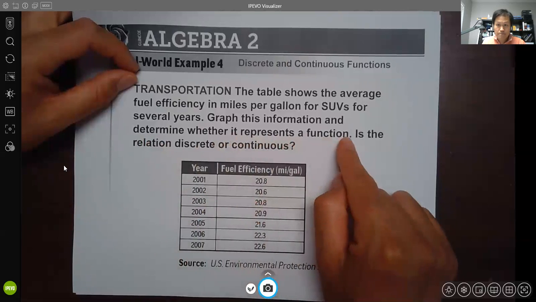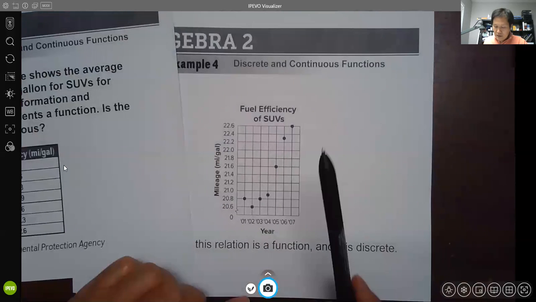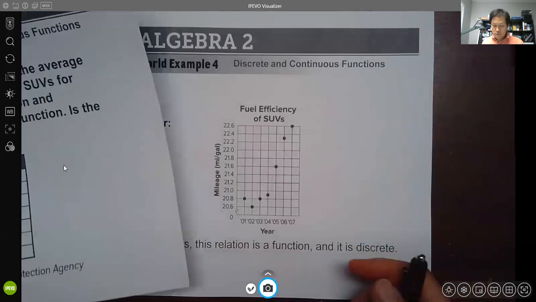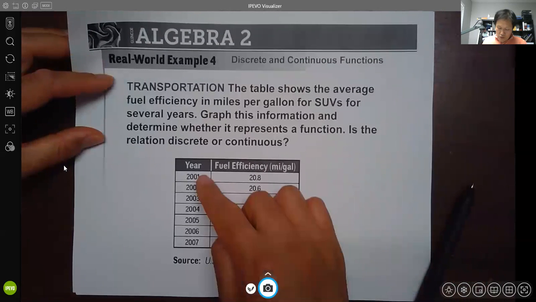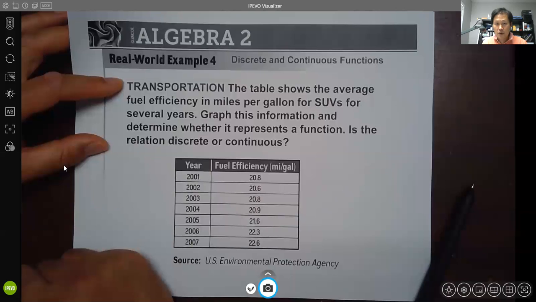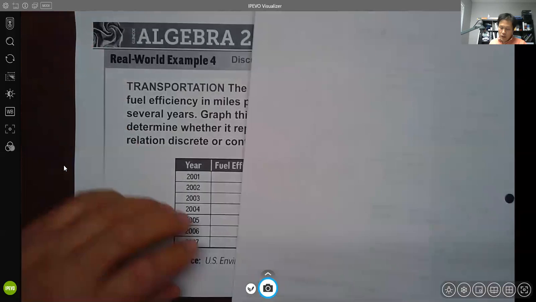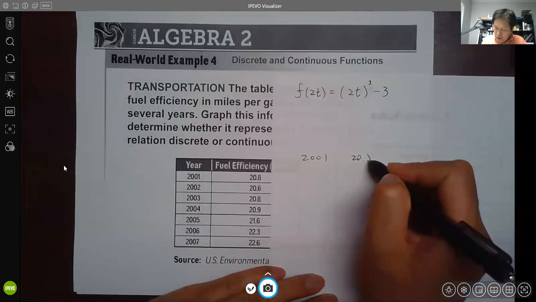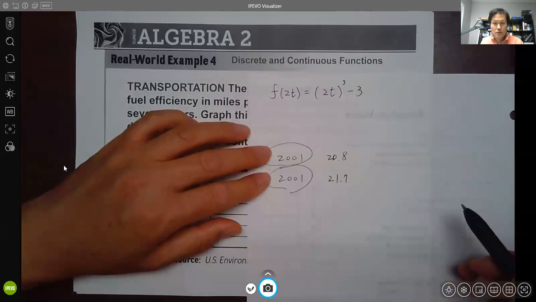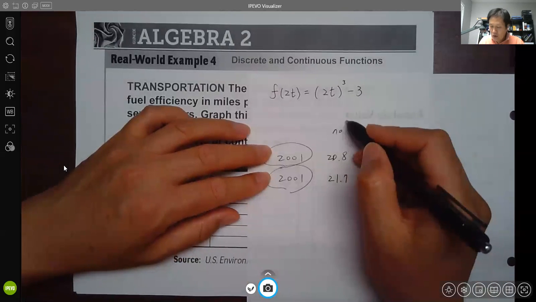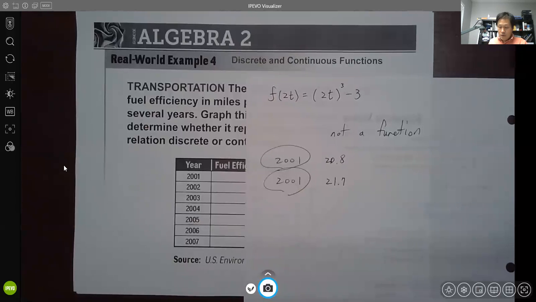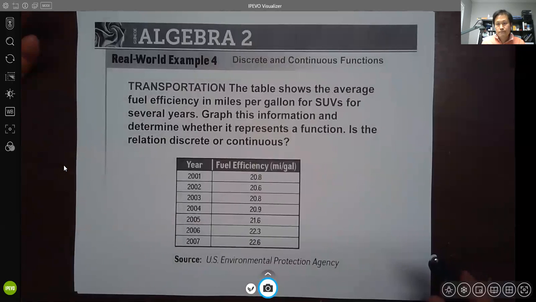Determine whether it represents a function. Do you remember? Once you graph it, you can use the vertical line test. Does the line pass more than one point anywhere? No. So yes, it is a function. Or when you look at the table, all input values are different, then you know it should be yes, function. Because let's say you got 2001, 20.8, and another value is 2001, 21.7. Same inputs with different outputs, then you know this is not a function because one input is split into two different outputs. But here we don't have any same inputs, so you know it has to be a function.